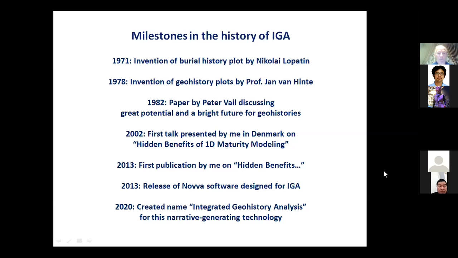And in the same year, we released our Nova software, which was designed in part to facilitate IGA. But the name IGA still didn't exist. We were still calling it maturity modeling. And I finally decided it was different enough from any other aspect of basin modeling, and certainly different enough from traditional 1D modeling, that it deserved a name that would be disconnected from old, perhaps negative, or perceived to be outdated names. And I called it integrated geohistory analysis, where the core of this is the word geohistory.